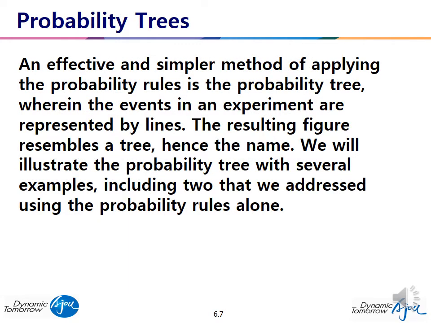An effective and simple method of applying the probability rules is the probability tree. In the probability tree, the events in an experiment are represented by lines. The resulting figure resembles a tree. We will illustrate the probability tree with several examples, including two that we addressed using the probability rules alone.